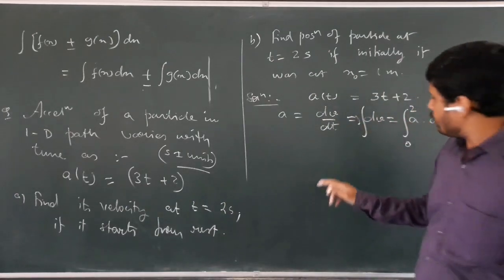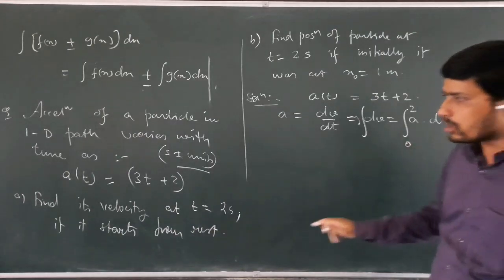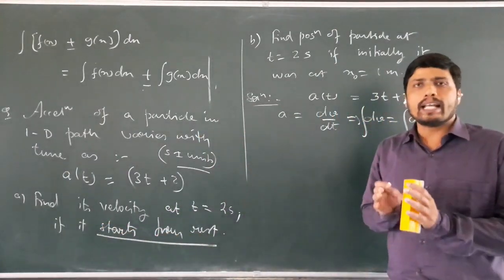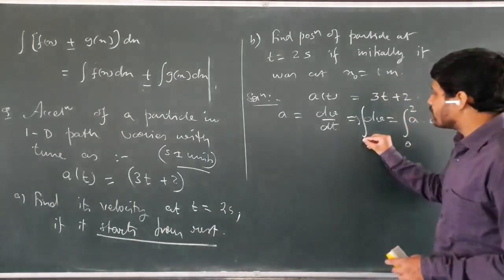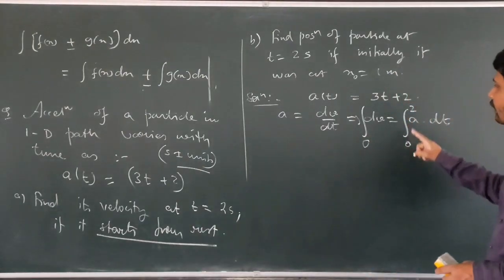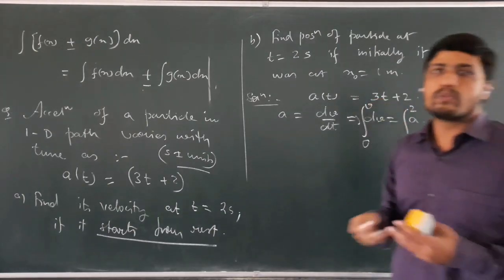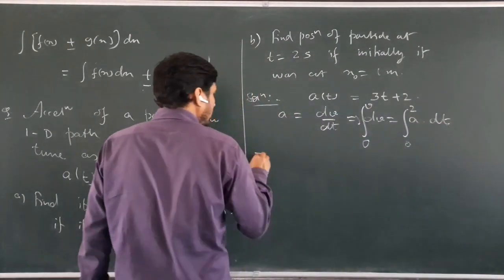Velocity initially, when time was 0, it is given in the question that the object starts from rest. So when the time was 0, velocity of the object was also 0. When time was 2, velocity is not known. Suppose it is v. So we have to find the value of v.